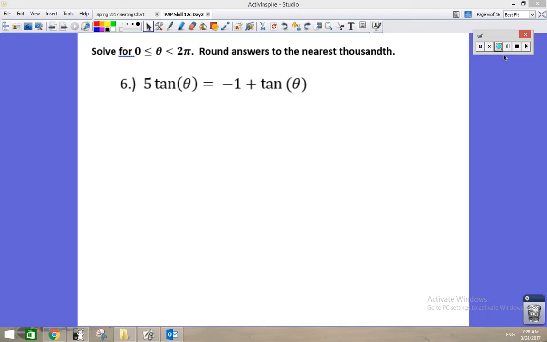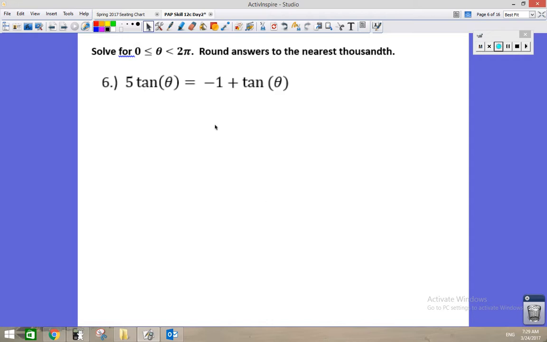Let's take a look at solving these trig equations. Here in number 6 we have a tangent function. We know there's infinitely many solutions to this equation, but they only want us to provide the solutions that are between 0 and 2 pi.